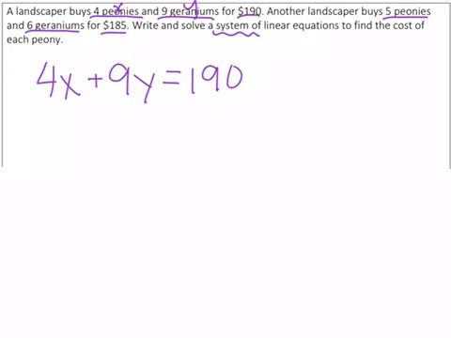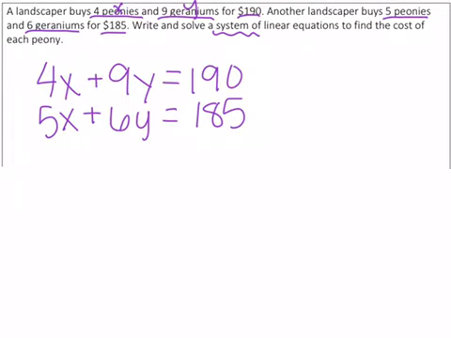The second equation says that another landscaper buys 5 peonies and 6 geraniums for $185. So we have it all written out for us, which makes it pretty easy. Now we have our 2 equations. The next thing is to solve it. So we have been learning about the elimination method, and that's what we're going to use today.